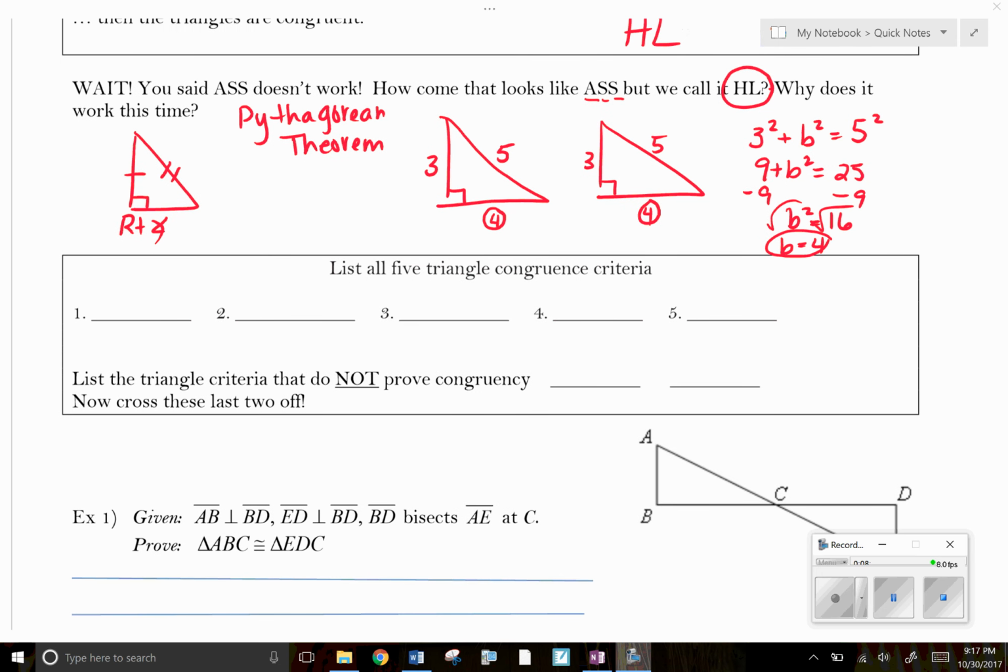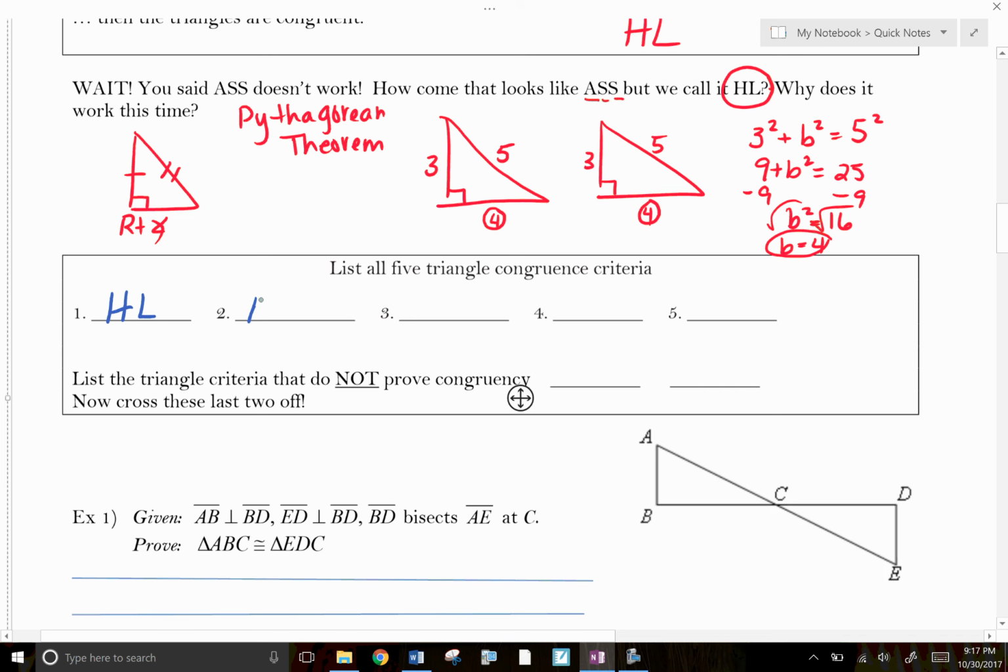Let's see, what's my time so far? 8 minutes. All right. So what do we have so far that we're allowed to say? Well, we just said we have HL. We also just found out we have AAS, okay, which I'm okay if you call it SAA. We don't normally call it that, but I'm cool with it. So we have HL, and then AAS. Then we also have ASA, where the side is in between. We also have SAS, where the angle is in between, and we have SSS.